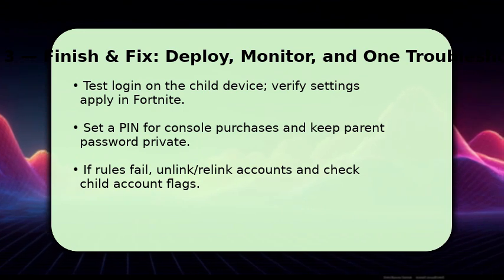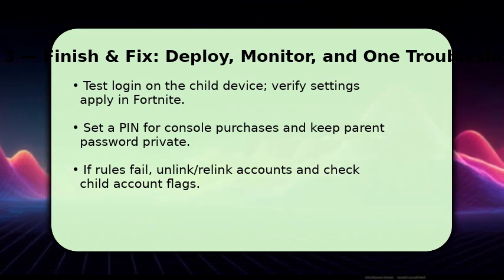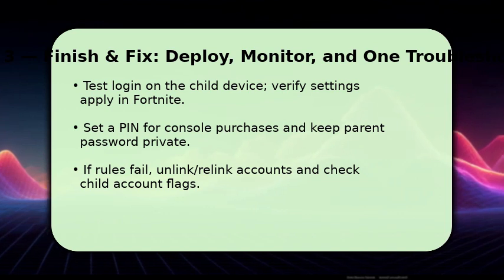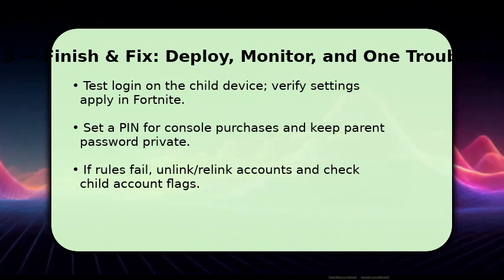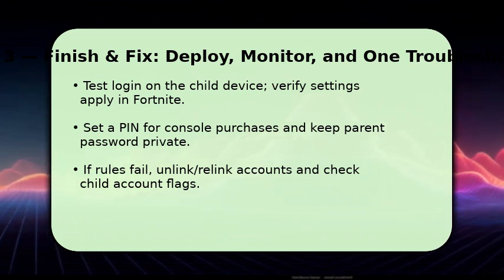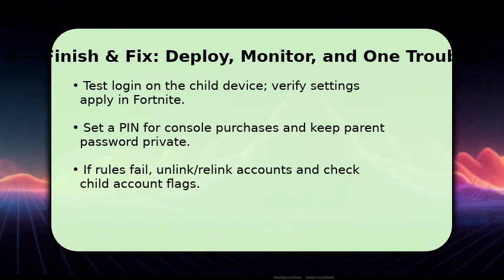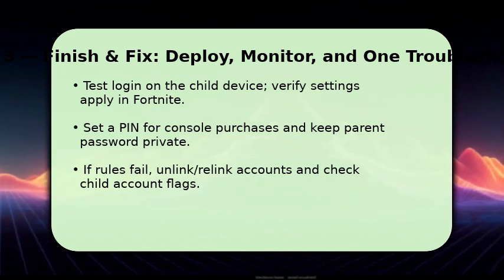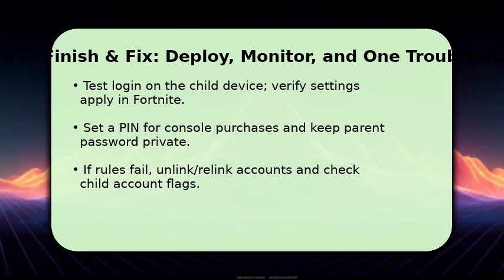Monitor playtime and review the Epic account periodically. Adjust settings as the child matures. If settings don't apply, unlink and relink the console to Epic, clear cache, and confirm the child account is correctly classified. This troubleshooting step fixes most sync problems quickly.